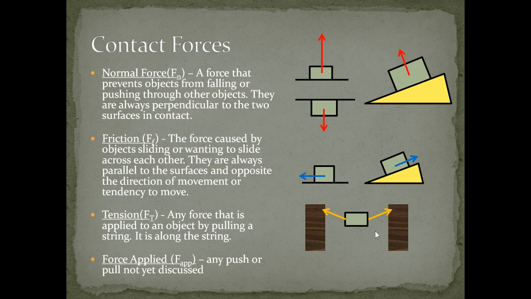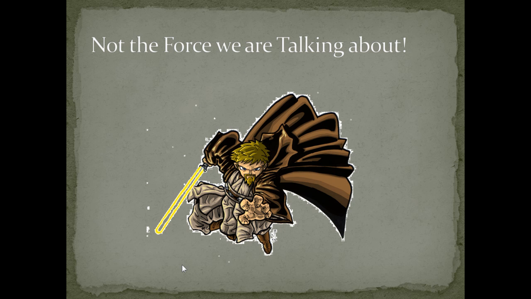All right. And then our last type of contact force is going to be our applied forces. This is just given by the variable F sub APP, or force applied. This is any push or pull that we haven't discussed. This would be like if you were the one applying the force, or if the brake was applying the force. These are applied forces. Oh, this is not the force we're talking about.